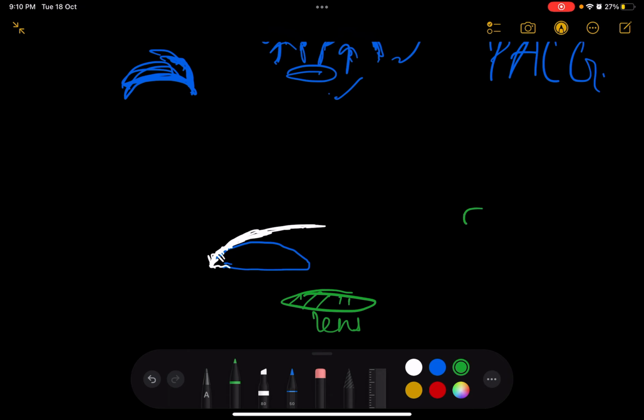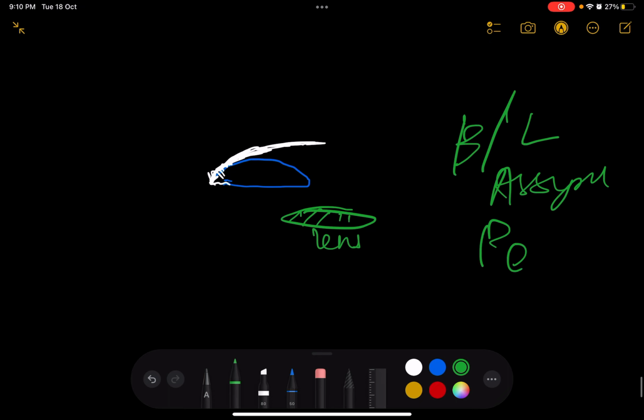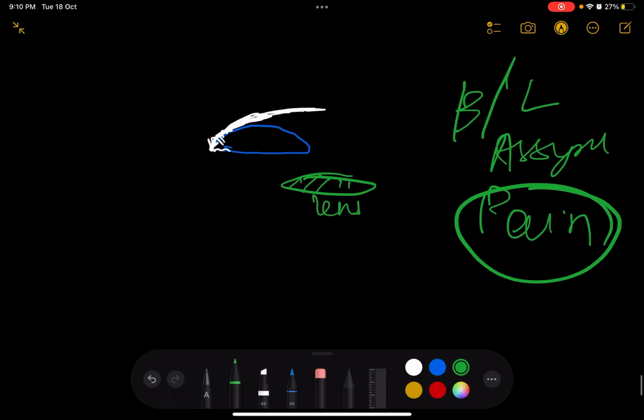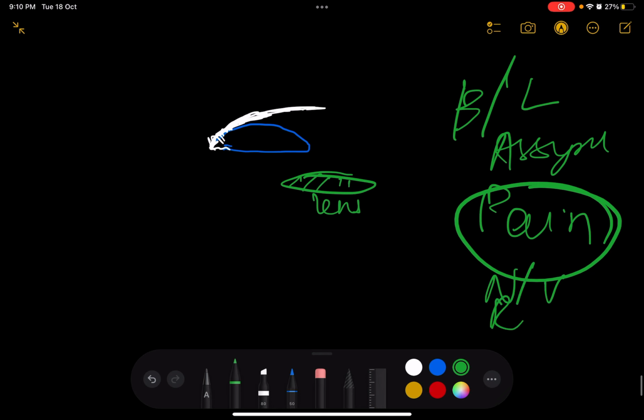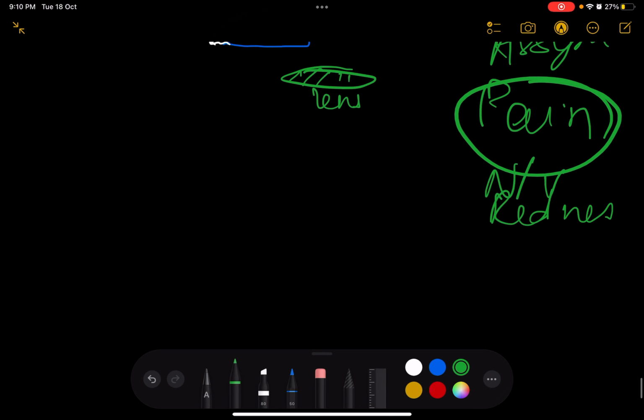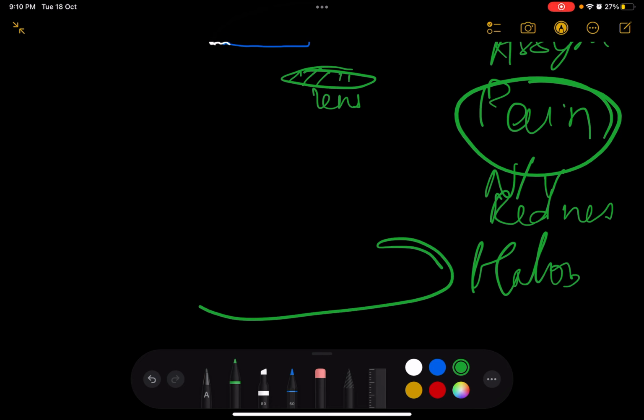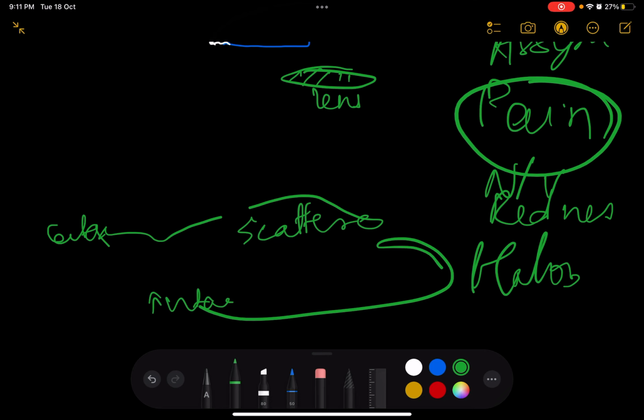Is it bilateral? Well, it can be bilateral, but it can be unilateral, bilateral, and asymmetric. It's asymmetric. There's going to be a lot of pain, nausea, vomiting, redness, and halos. Halos have to be differentiated from cataract halos. Check if the halos are scattered. If they are scattered, it's cataract. If they are intact, it's most likely to be a PACG.